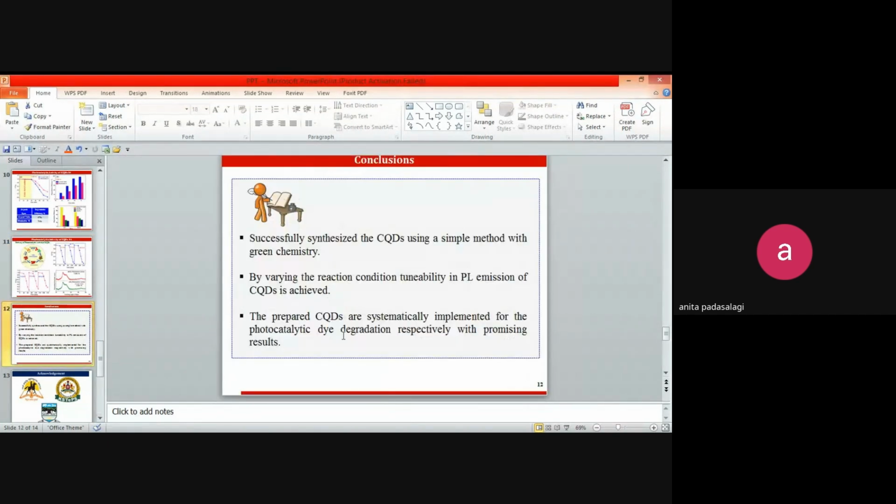The overall conclusion is that we synthesized carbon quantum dots using a simple method following green chemistry, and by varying the reaction condition, that is the carbonization temperature, tunable PL emission is achieved. Further, the prepared carbon quantum dots were systematically applied to photocatalytic dye degradation, with promising results.